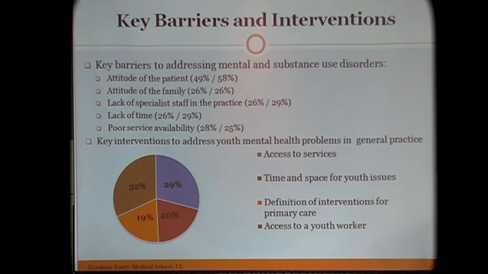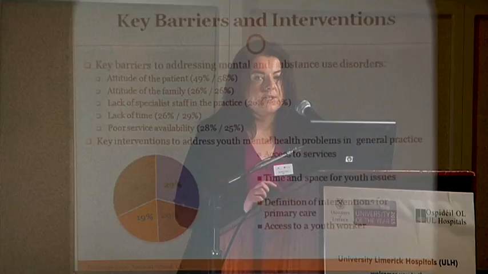So when asked to identify the key barriers to addressing mental and substance use disorders, the key areas included attitude of the patient and their family members, lack of specialist staff in the practice, lack of time and poor service availability. And when asked to identify key interventions to enhance their role to address youth mental health problems, the key areas were access to services, particularly psychological services, appropriate time and space to explore youth issues, clear definitions of which interventions can be addressed in primary care, and access to a youth worker.